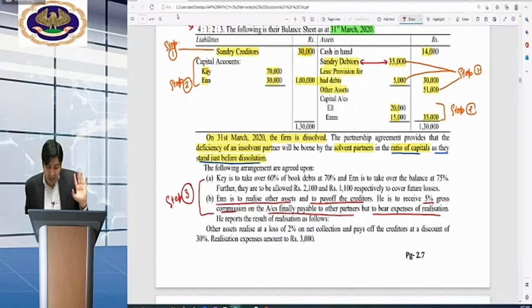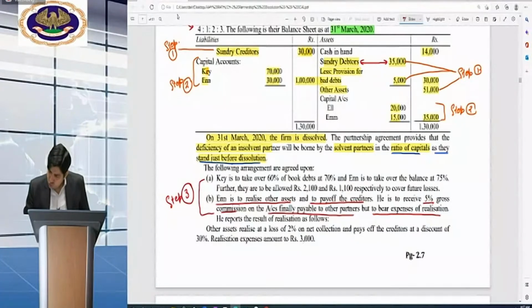It means N will not get any commission for paying to himself. So he will get commission only on the amount finally payable to other partners. If any payment is being made to Mr. Key, Mr. XYZ, whoever it is, then from that amount he will get commission. If someone is not being paid, then he will not get any commission. Okay, beta? But that has to be decided at the end of the question where the final amount payable will come out. Now, moving to the next part.